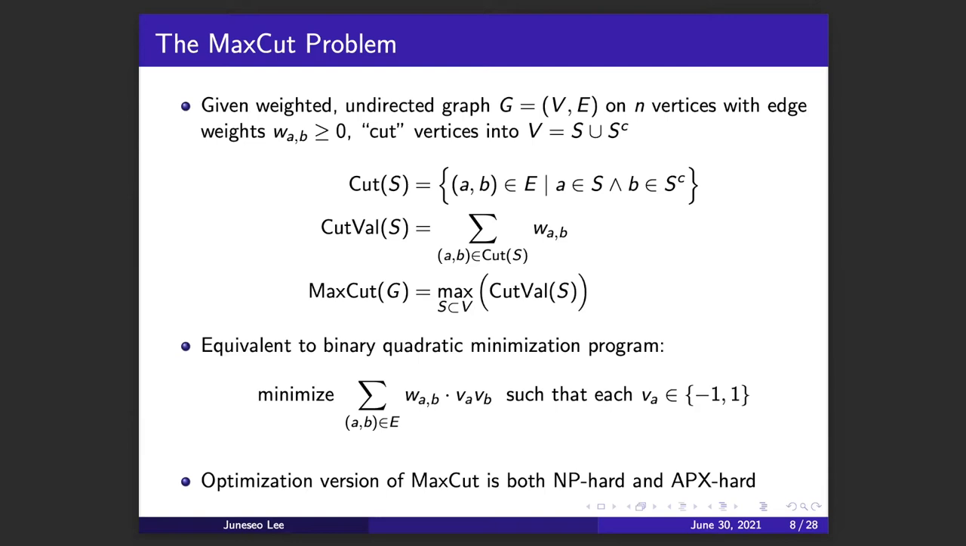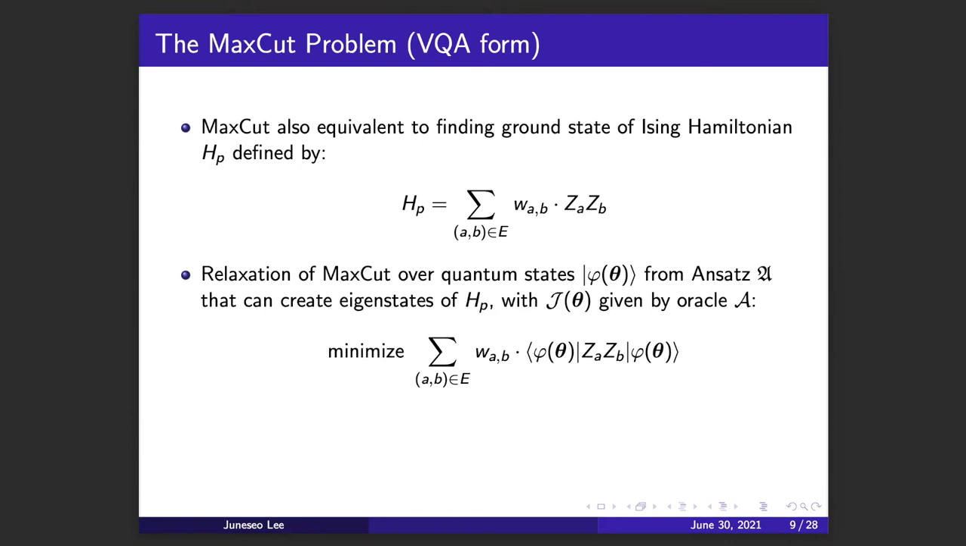As an optimization problem, MaxCut is both NP-hard and APX-hard, which basically means that getting any arbitrarily good approximation ratio is also very hard. Now it's also well known that MaxCut is equivalent to finding the ground state of the Ising Hamiltonian H_P that encodes the graph G, which means that assuming that your ansatz can reach the ground state, MaxCut is also equivalent to minimizing the expectation of H_P over quantum states created by your parameterized quantum circuit.